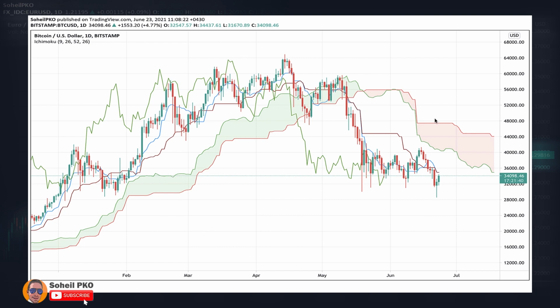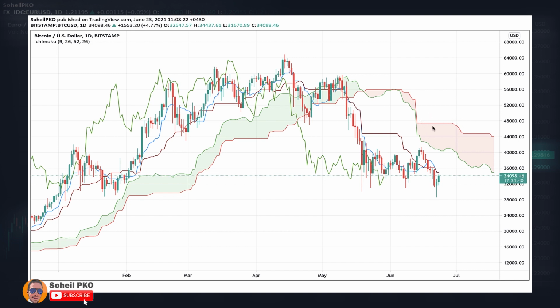And when leading span A, the green line, is below the red line, actually the cloud is red, and the green line is falling and moving further away from the red line, it shows the momentum is reinforcing and the downtrend is gaining strength. As I explained, leading span A and leading span B are shifted forward and they are plotted 26 periods in the future.